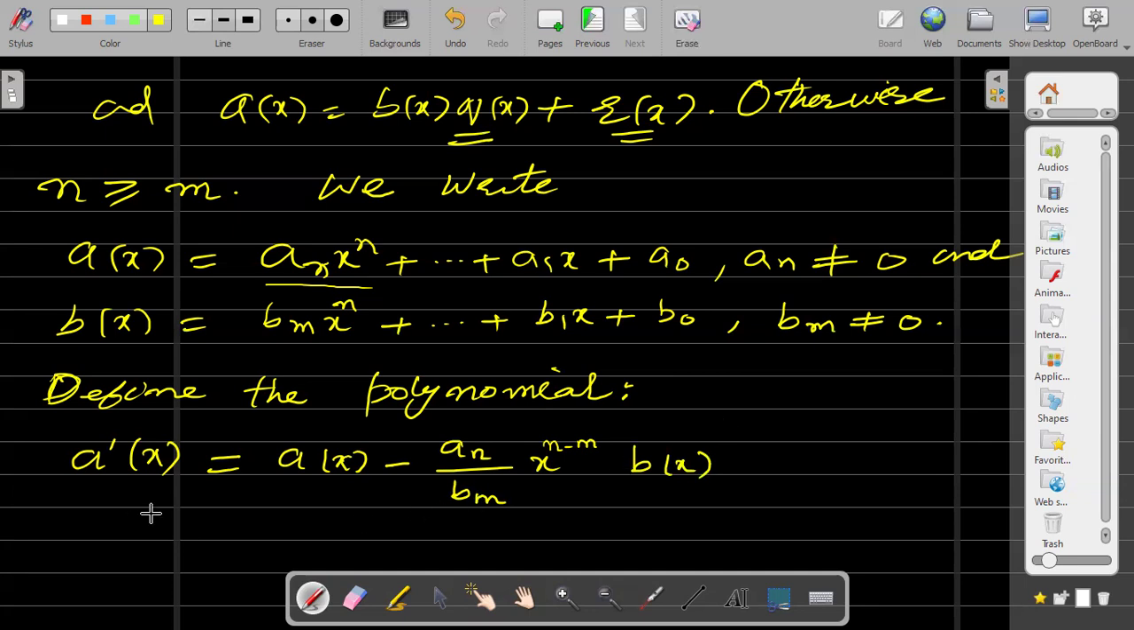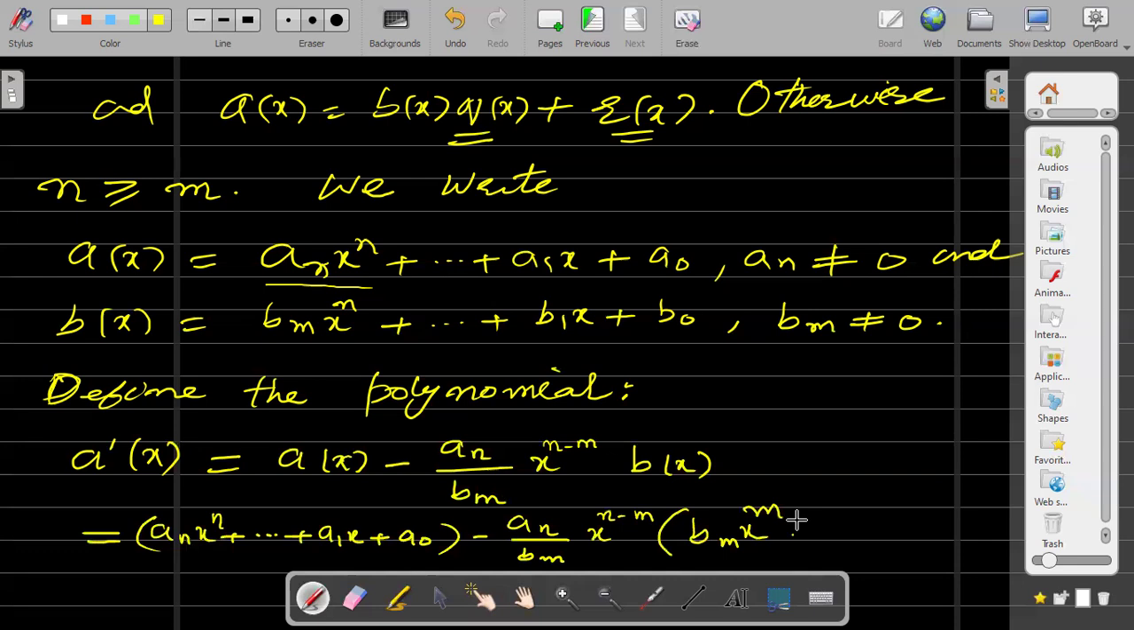So if we expand this one, this is equal to a_n x power n plus ... a_1 x plus a_0, minus a_n divided by b_m x power n minus m times b(x). b(x) is what? It's b_m x power m plus ... b_1 x plus b_0.